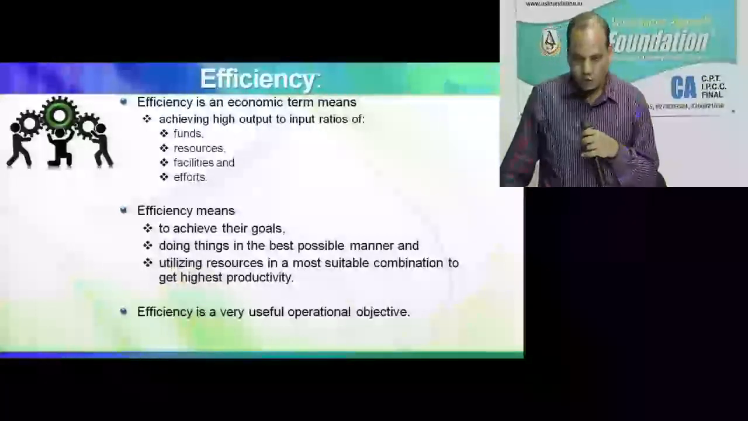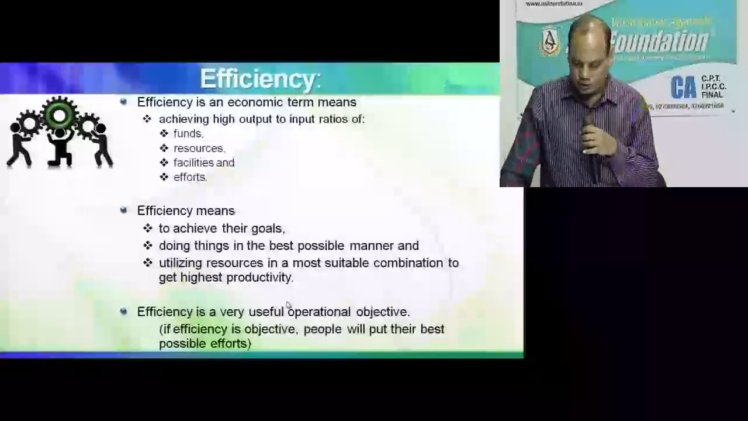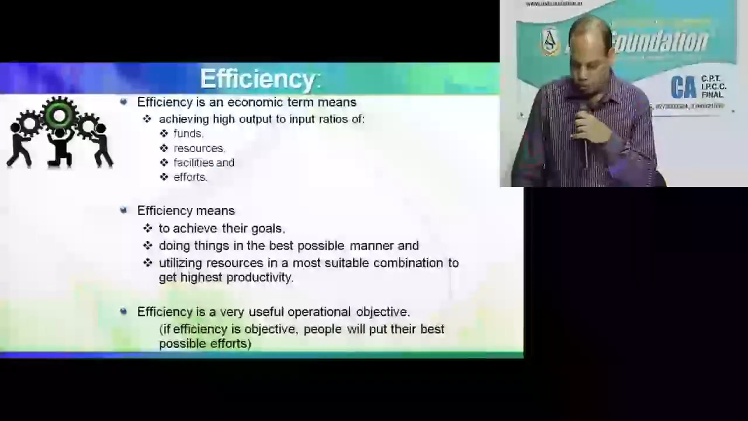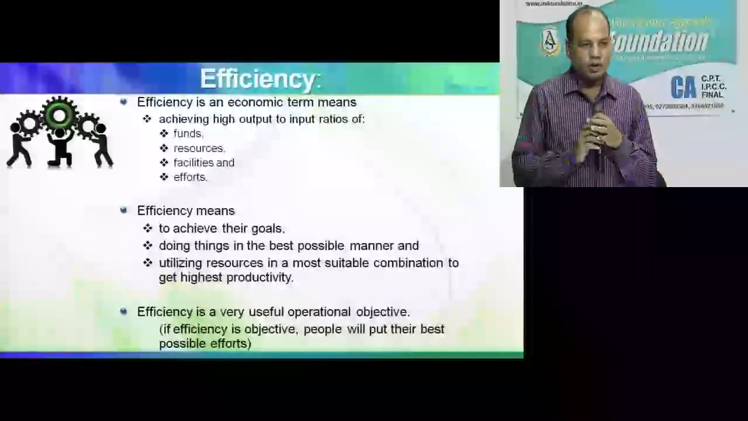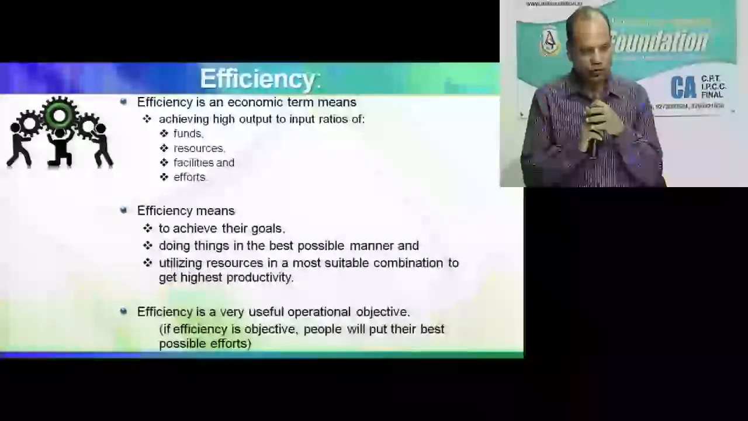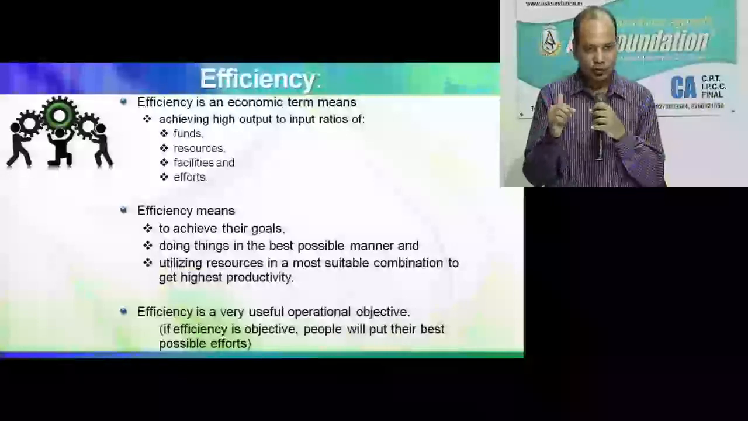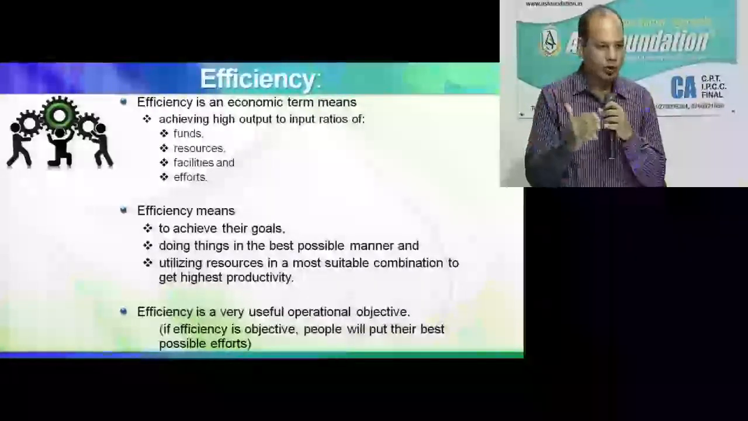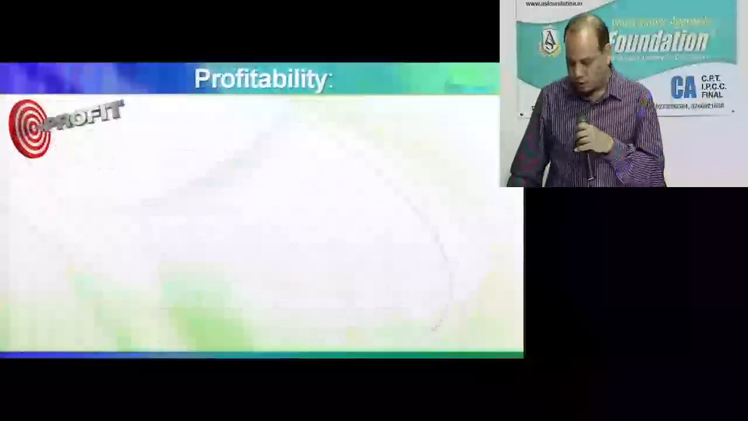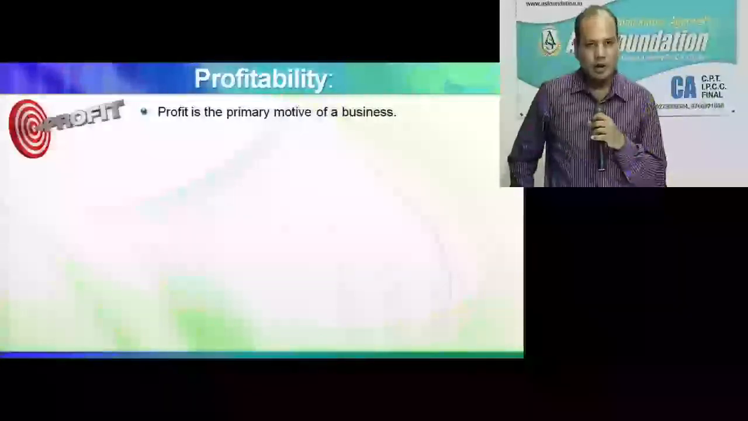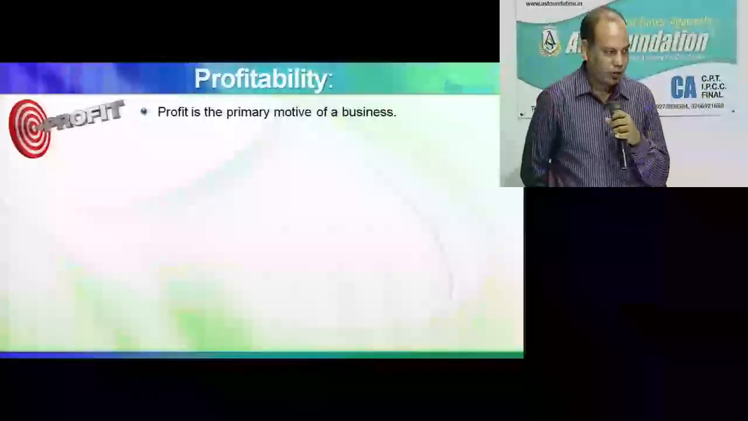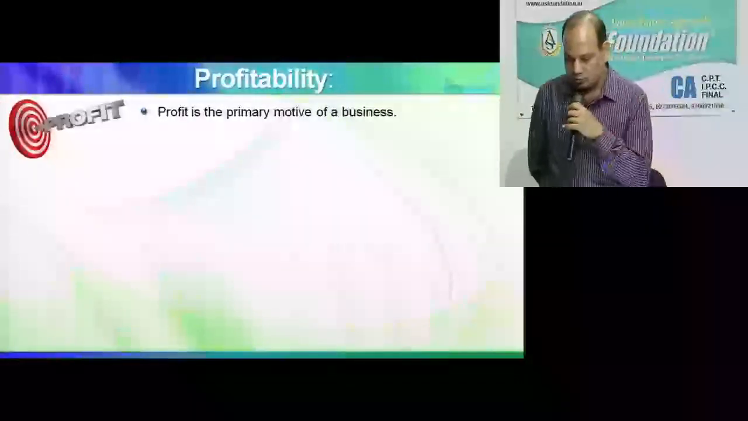So efficiency is a very useful operational objective. Without efficiency, you will write in the exam, survival is not possible, stability is not possible, growth is not possible. So write on your notice board that we want to be the most efficient company. What message does it send? That we want to do everything in the best possible manner. Is it right? If efficiency is the objective, everybody in the organization will try to put in their best effort. When everybody puts in their best effort, you will obviously achieve a higher output to input ratio.